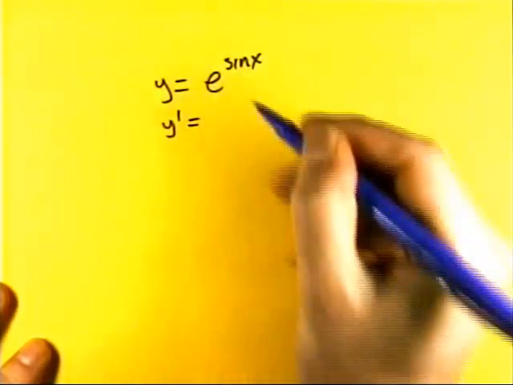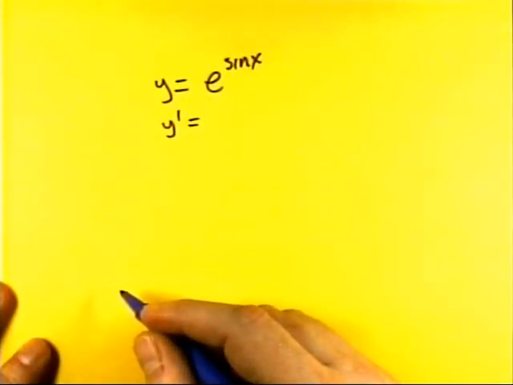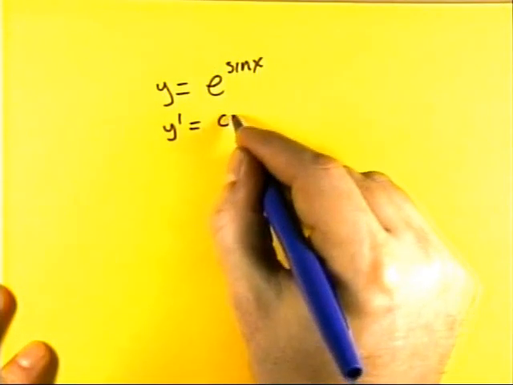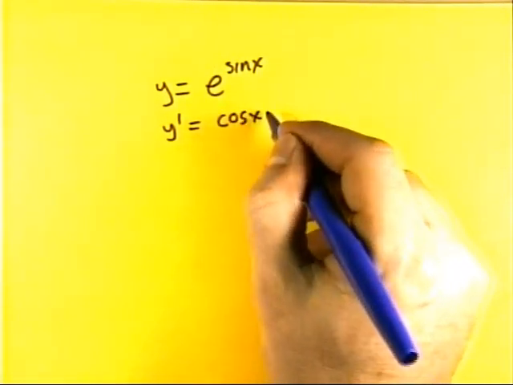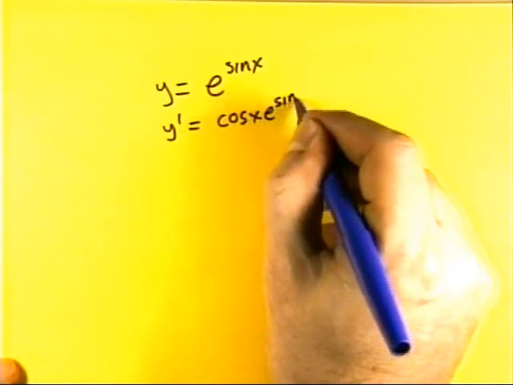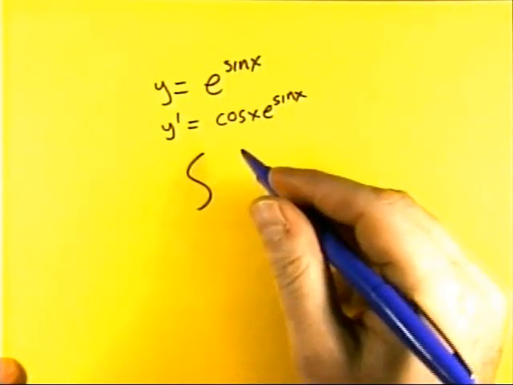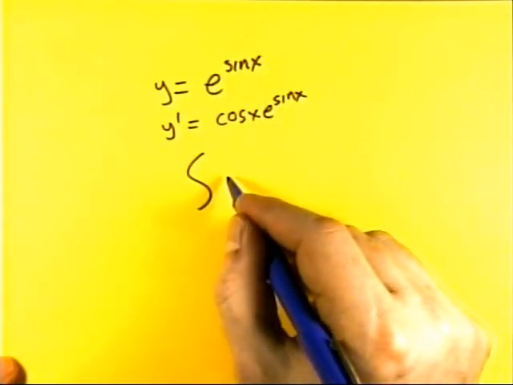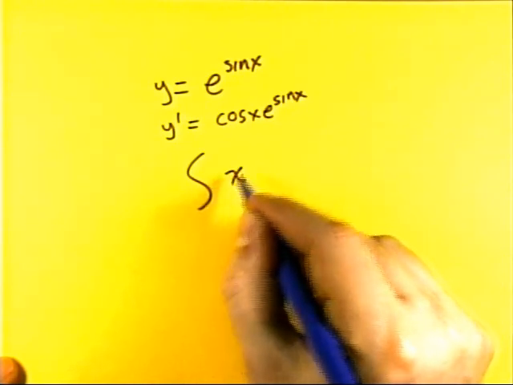Real quickly, tell me the derivative. The derivative of that is cosine x times e to the sine x. Right. Very good. Excellent, Miranda. So, okay, tell me the answer to this one. You ready?